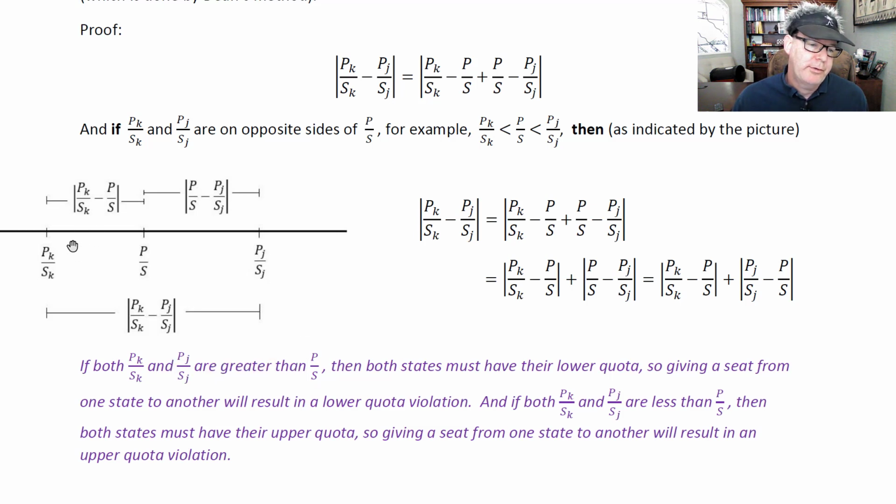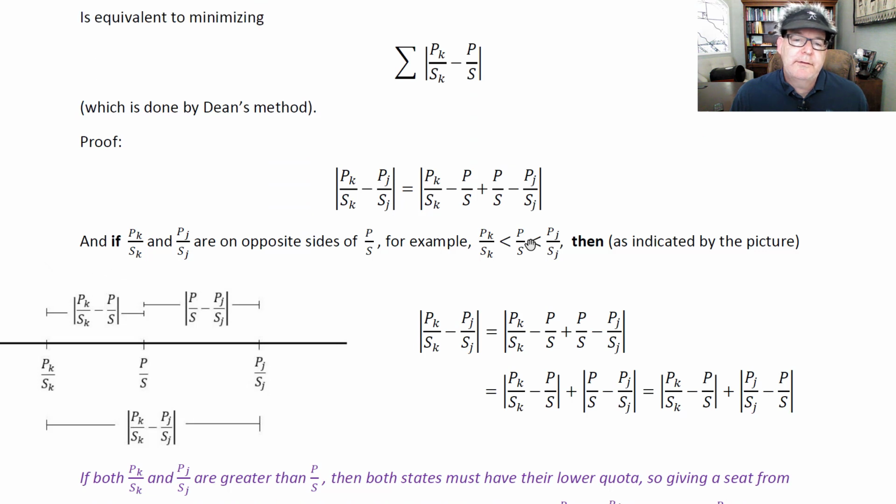And similarly, if both are below, then they must have been given their upper quota. You had to divide by a number bigger than the standard quota. So as long as we know switches will only be made by states which are on opposite sides, then we can basically use the triangle inequality. And so that's the idea of the proof.